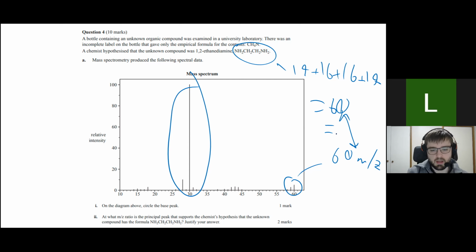So that would be the principal peak. You could do some other arguing after that about the fact that 30 would definitely suggest that it's this one rather than the other one, because you can just split it in half and it goes 30-30. That's why there's so many of them and so little of anything else. But this is the only one we need to discuss for this question.